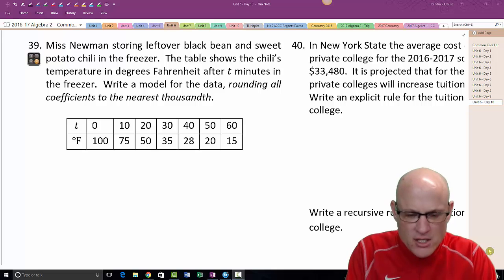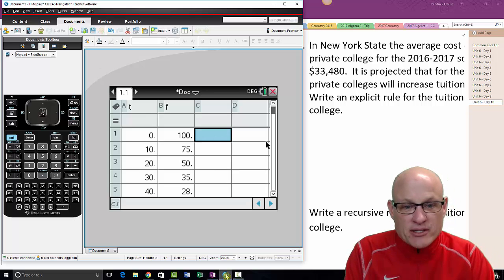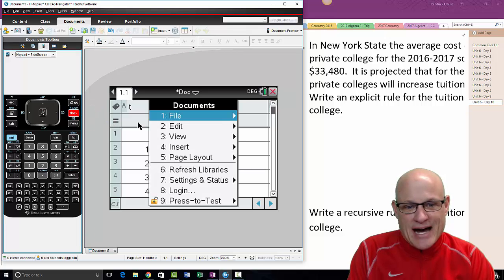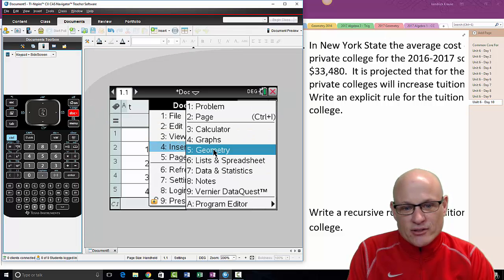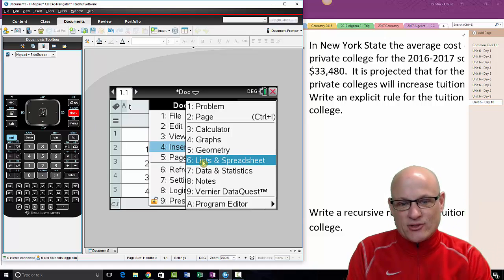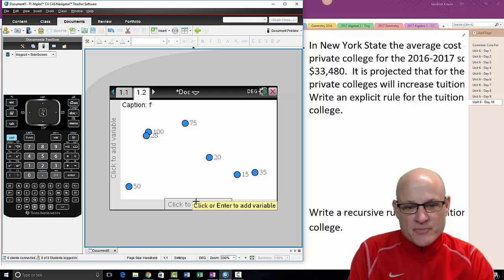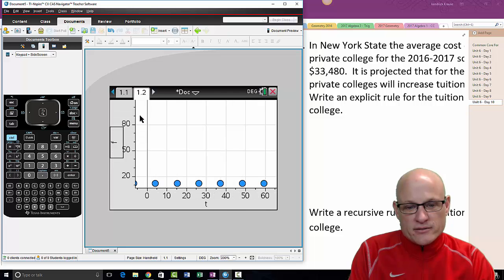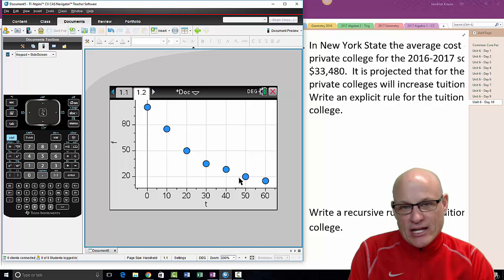So in order to save time, I typed in the values. But I need to take a look at it. So I'm going to come over here and click Doc, Insert, Data and Statistics. Click this. On the bottom goes time, and on the top goes Fahrenheit, temperature. Oh, that's clearly exponential decay.